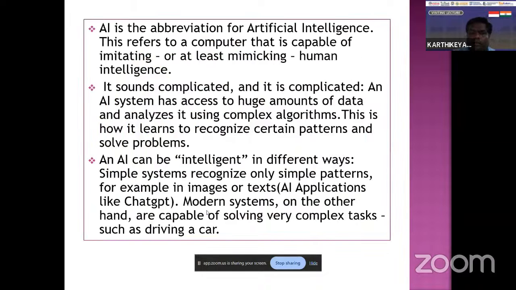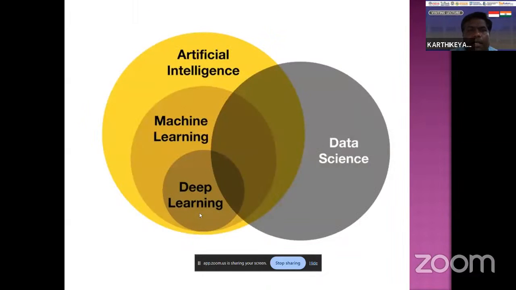And the next one, this is the block diagram of the AI definition: artificial intelligence, machine learning, deep learning, and data science. Machine learning is a subfield of AI, which is broadly defined as the capability of a machine to imitate intelligent human behavior. The systems are used to perform difficult, complex tasks in the way that is similar to how humans solve problems.